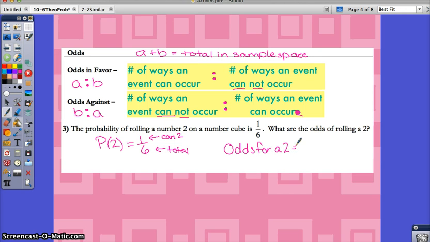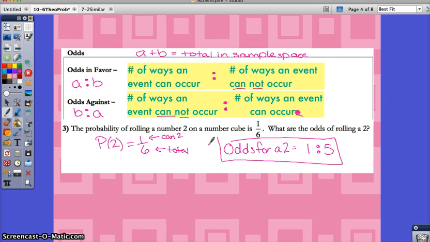Well, how many ways can you roll a 2? How many ways can it occur? That would be the numerator, which is 1. How many ways can it not occur? How many ways can you not roll a 2? Well, every other way on the die, or 6 minus the 1, so it would be 1 to 5.